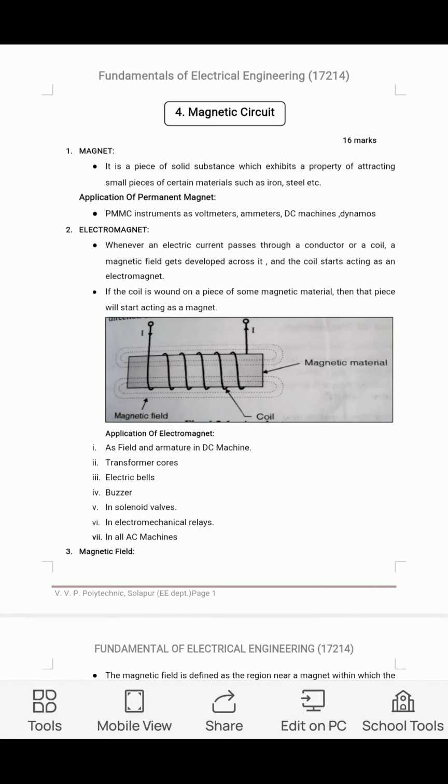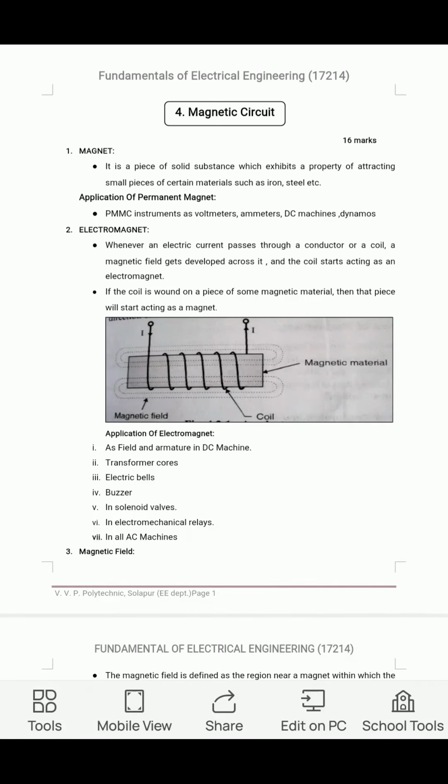The application of this type of magnet is that we use these magnets in PMMC instruments as a voltmeter, ammeter, in DC machines, in dynamos. We require these types of permanent magnets. Another type of magnet is called an electromagnet. Whenever an electric current passes through a conductor or a coil, a magnetic field gets developed across it and the coil starts acting as an electromagnet.